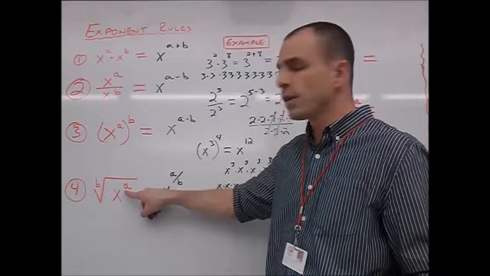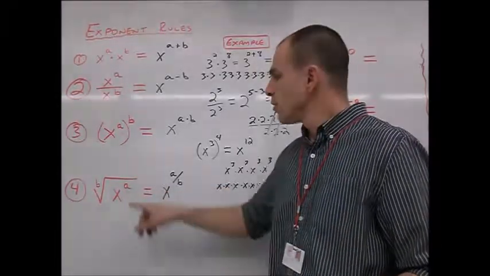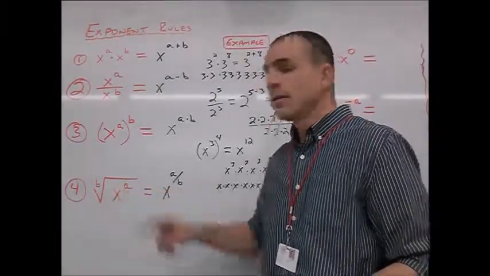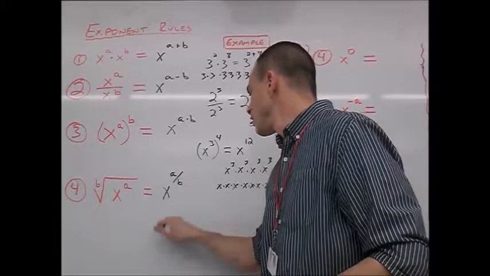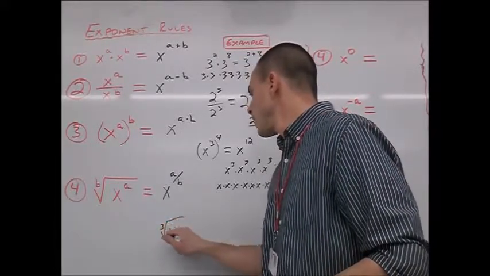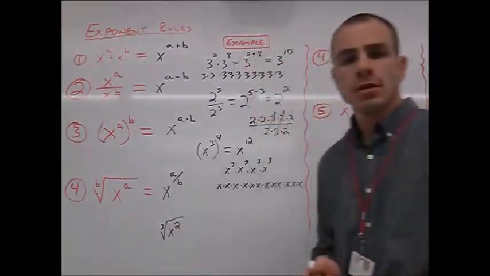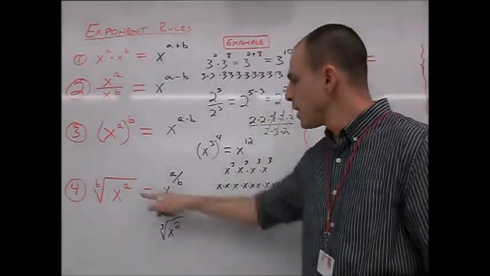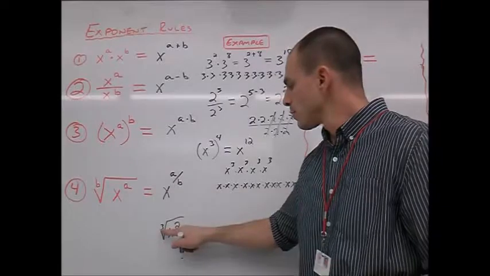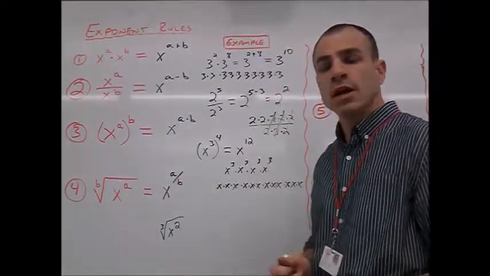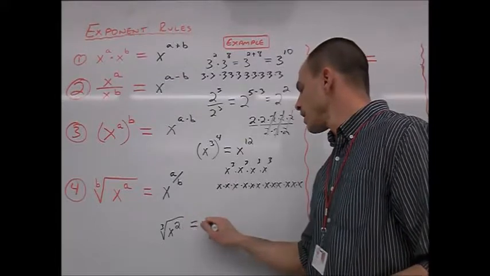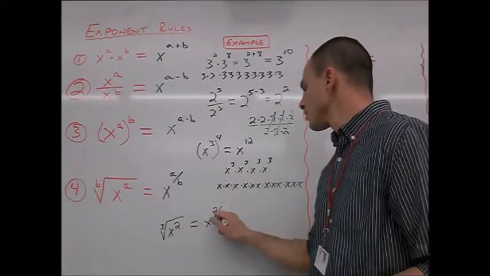If there's no number, then it's just x to the 1st power. But if there are numbers here, then we'll just use those. For example, if we have the cubed root of x squared, well, the 2 matches with the a, and the 3 matches with the b. A goes in the numerator, b goes in the denominator. So this is equal to x to the 2/3.